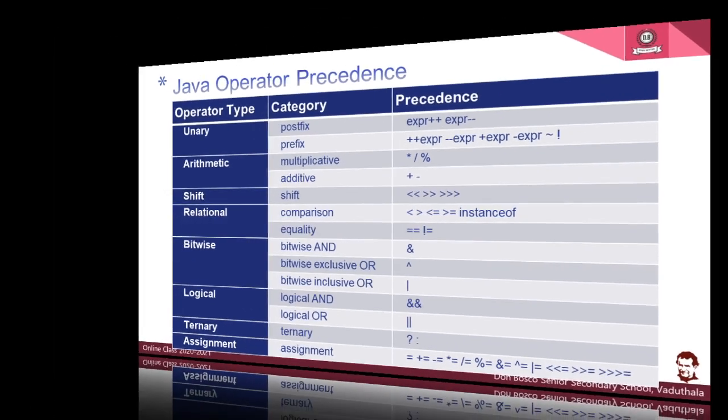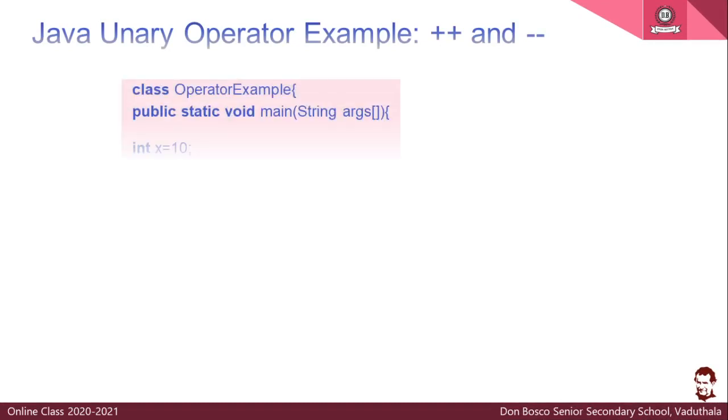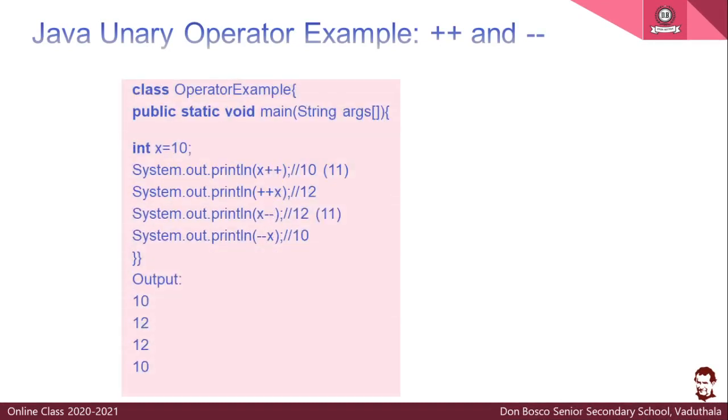Now we can move to the next. Java unary operators use plus plus and minus minus. We can check one example. Kindly all of you read this statement, so we can just revise. What is the meaning of this statement? x equal to 10. And what is the next statement? System dot out dot println x plus plus.